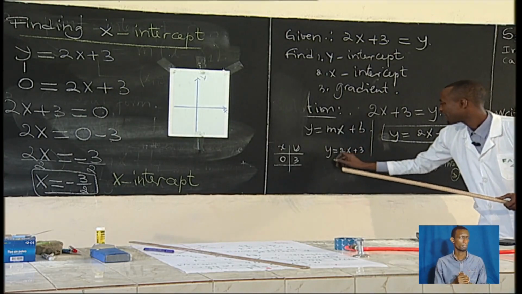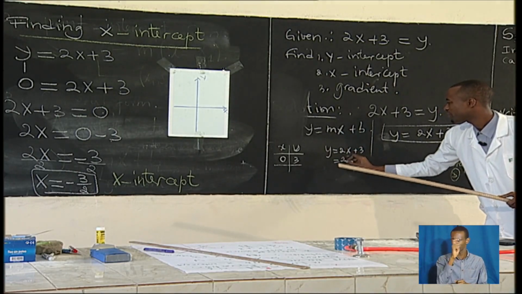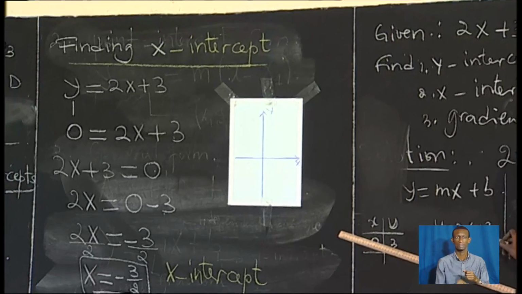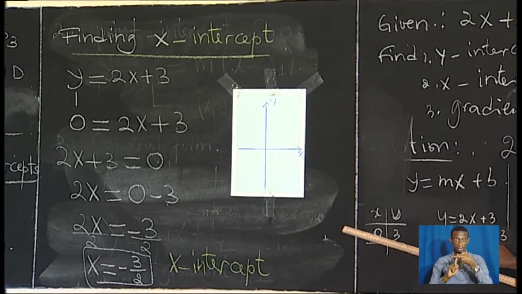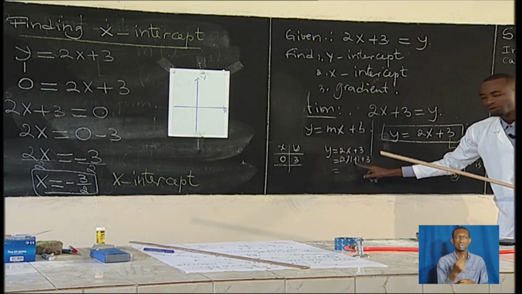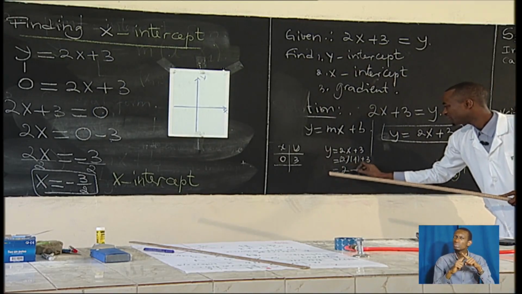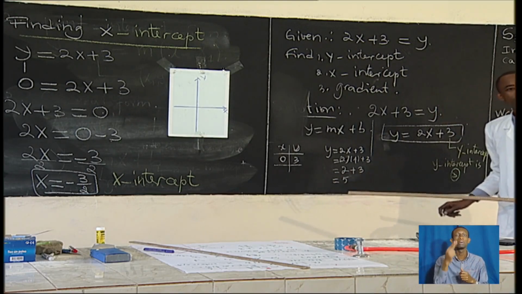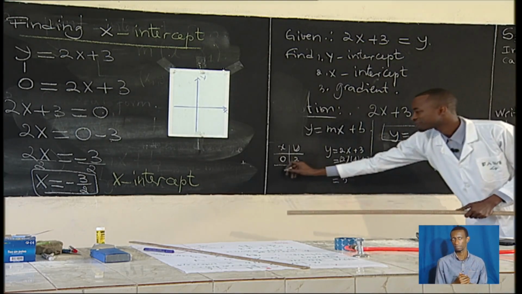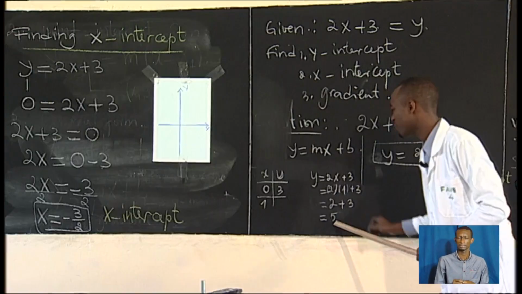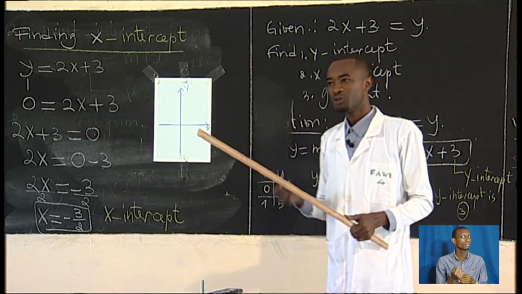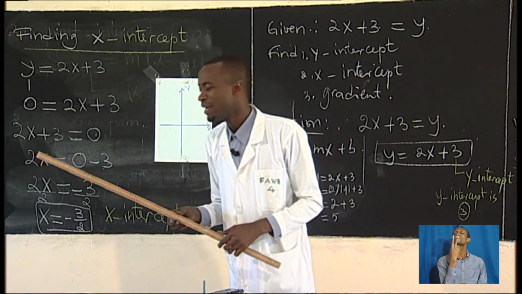If x is equal to 1, it will be 2 times 1 plus 3. We will get 2 times 1 equals 2, plus 3, and I get 5. You see, if x is equal to 1, y will be equal to 5. I told you 2 points are enough for us to draw a line.